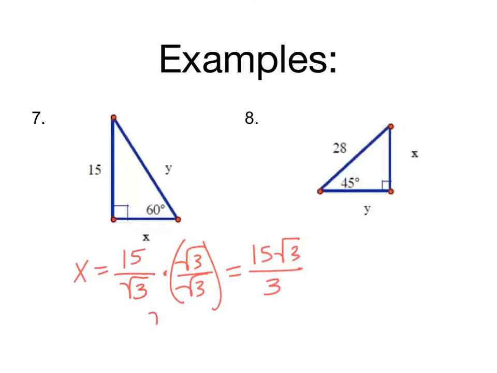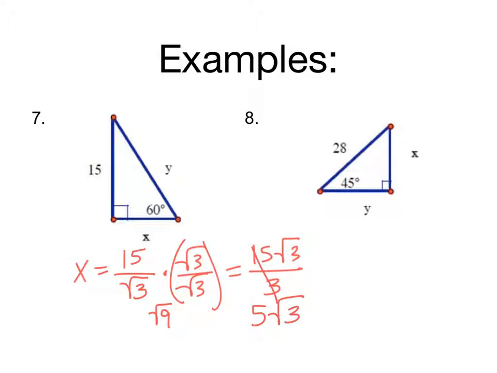Just a quick recap. Well, that would be root 9, but you don't need root 9. Root 9 is just 3. So radical times itself is just the number without the radical sign. Hopefully you notice there's one more thing we can do. 15 and 3 are both divisible by 3. So this answer ends up being 5 square root of 3.